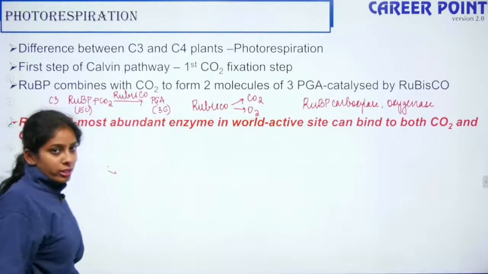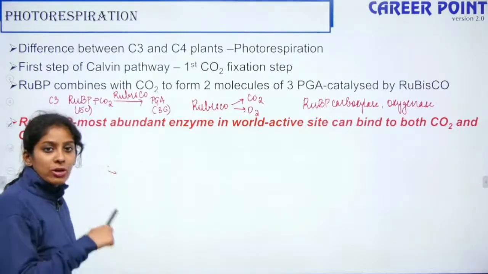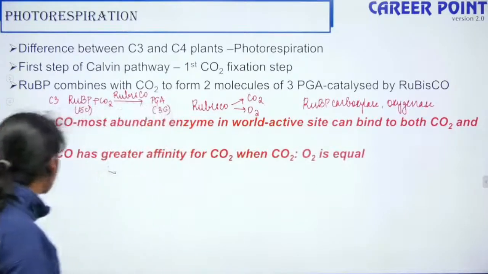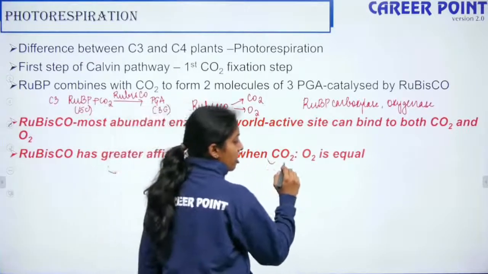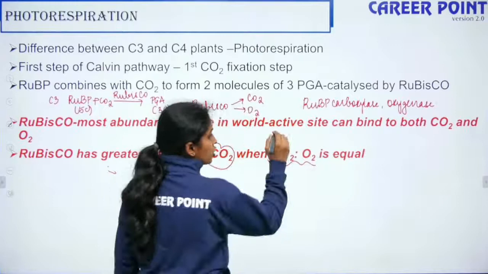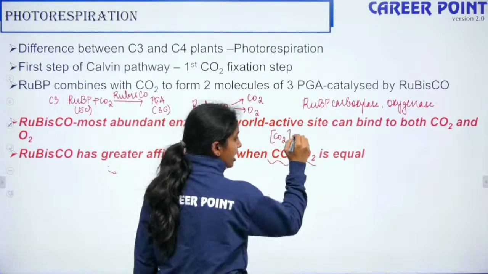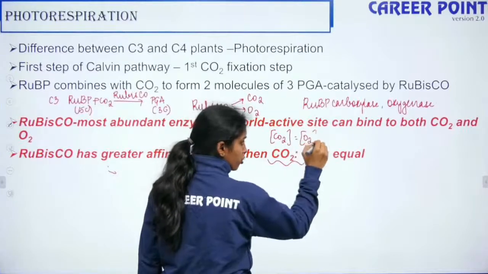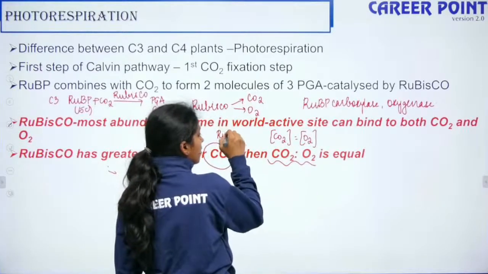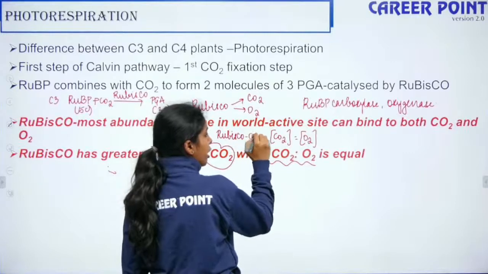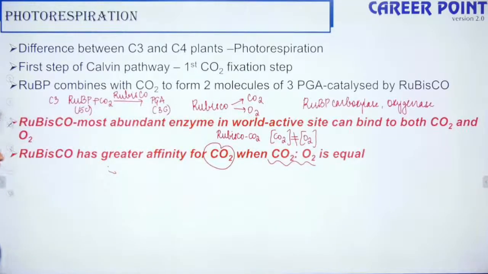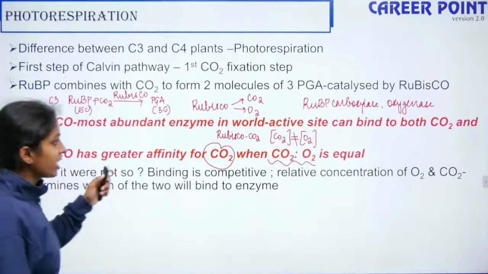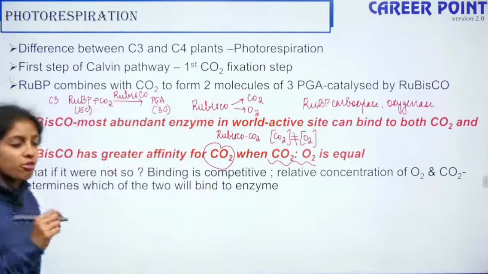So it can bind to both. Under what condition will it bind to carbon dioxide and under what condition will it bind to oxygen? Rubisco has greater affinity for carbon dioxide when the carbon dioxide to oxygen concentration is equal. So when the concentration of carbon dioxide is equal to the concentration of oxygen, Rubisco binds with carbon dioxide. If this is not equal, it binds to oxygen. The binding is competitive, and the relative concentration of carbon dioxide and oxygen determines which of the two will bind.